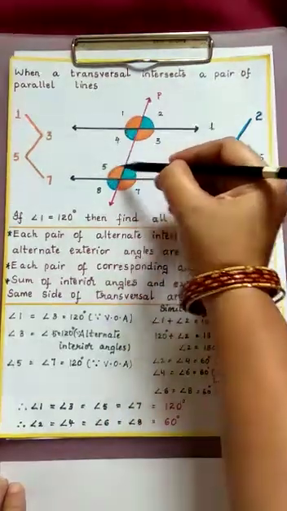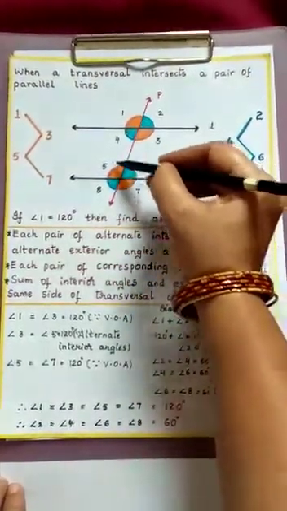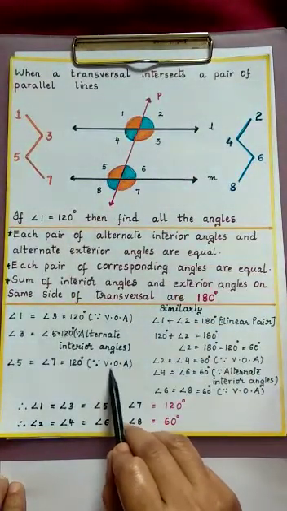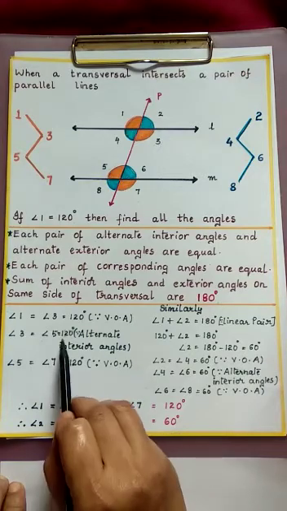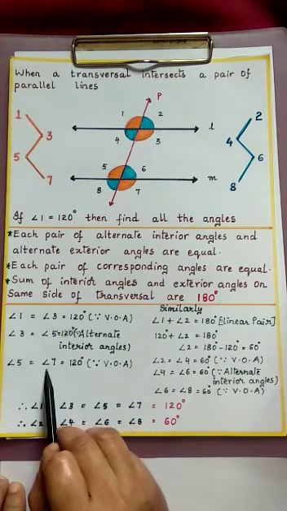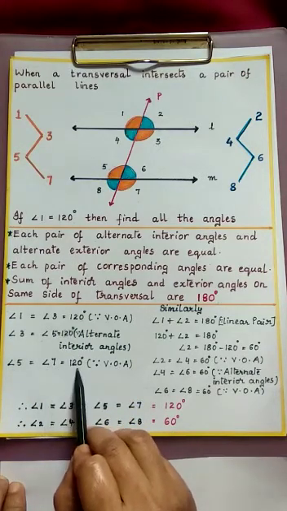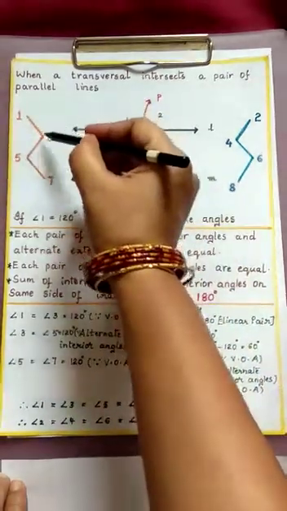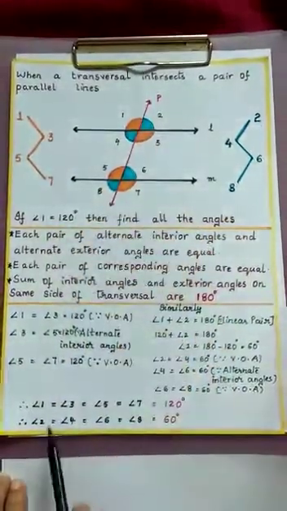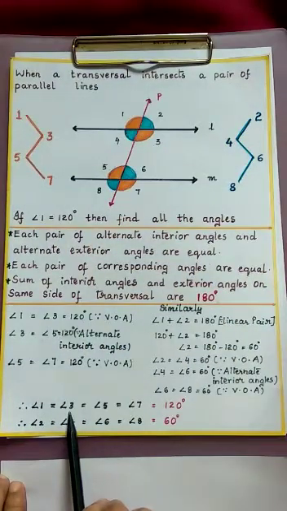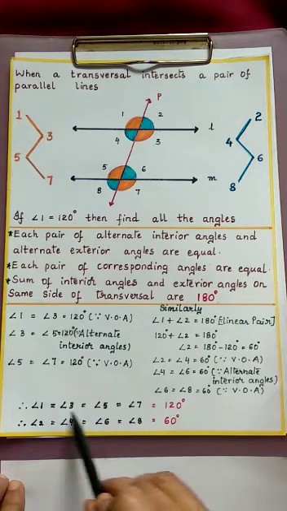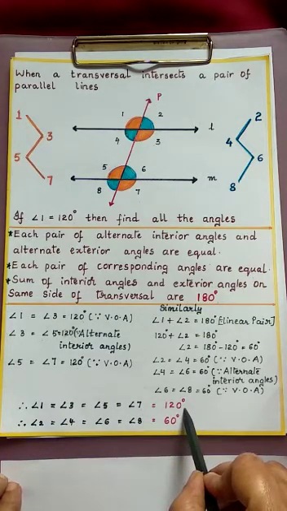Now here angle 5 and angle 7. What kind of angles are these two? Vertically opposite angles. As we know, vertically opposite angles are equal. As we know angle 5 is 120, angle 7 is also 120 degrees. So here you see all the angles we got: angle 1, angle 3, angle 5, angle 7. So angle 1 is equal to angle 3, equal to angle 5, equal to angle 7. All these four angles are equal to 120 degrees.